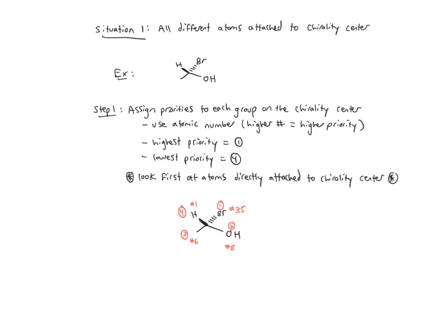If you do have a hydrogen, it'll always be number 4 because you can't get much lower than atomic number 1. And so for this one, we assign our priorities. You're always going to have 4 different priorities. We'll talk about when a few of these atoms may be the same, and what we look at next, in the next few videos. But for this video, we had all different atoms attached, so we could just look at the atomic numbers and assign the priorities to them. So we're always going to have the 4 priorities.